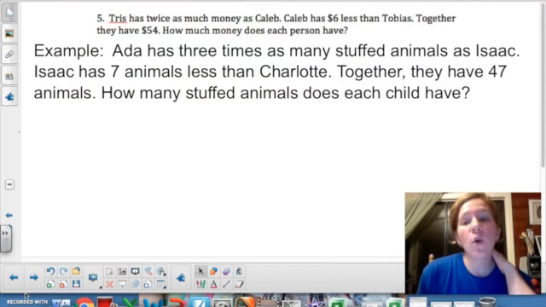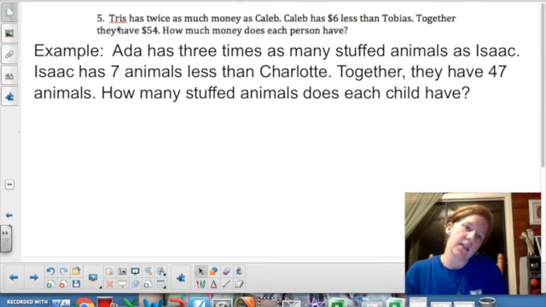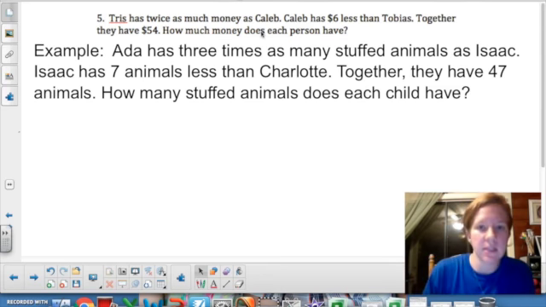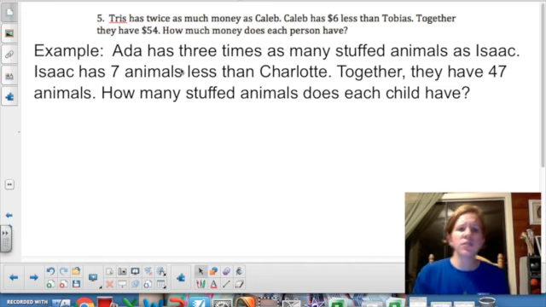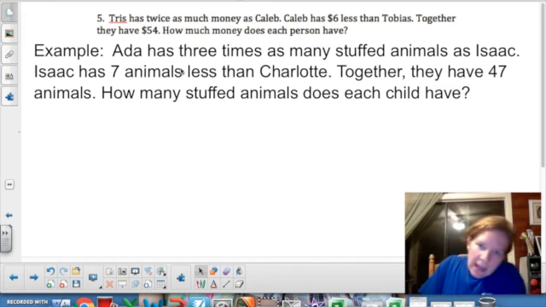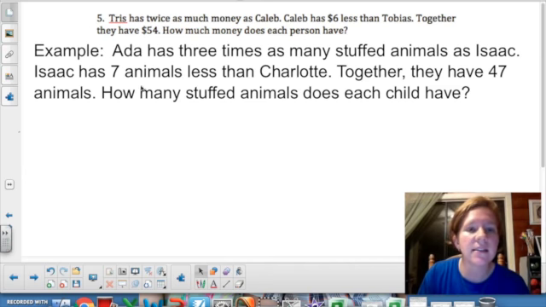All right, so we only made one example that's like this problem with Tris and Caleb and Tobias having different amounts of money. So I made up a different example so that it didn't steal your only chance to practice this one. So I talked about children and their stuffed animals. So Ada has 3 times as many stuffed animals as Isaac. Isaac has 7 animals less than Charlotte, and together they have 47 stuffed animals. How many stuffed animals does each child have?